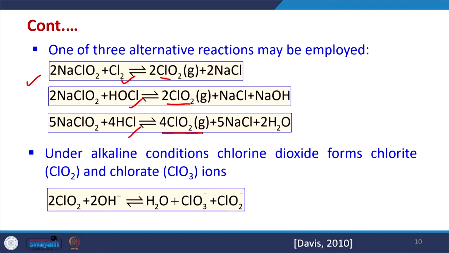Under alkaline conditions, if alkaline conditions are prevailing in the reaction, the chlorine dioxide forms chlorite and chlorate ions, as given here. So, we have chlorite and chlorate ions. Both chlorate and chlorite ions are formed depending upon the pH, under highly alkaline conditions when the OH minus radical is available. This is possible and these may get formed.